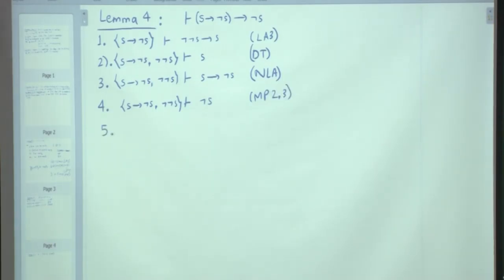Okay. Fifth one. Now that we have double negation S, we have S and we have negation S. Whenever we have both of them, what should we use? Lemma 9. No, lemma 9 is for proving inconsistency. That should not be used in any formal proofs. But the proof of lemma 9 uses lemma 2. So let us use lemma 2.